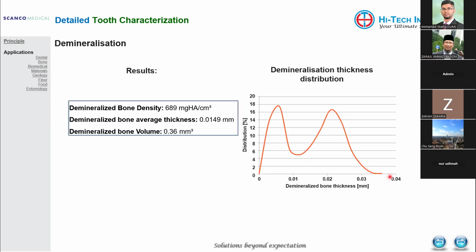And again, we do have a distribution in Excel format. So we can plot the graph to look at the distribution, and we can get another group of results to indicate the demineralization of the bone.